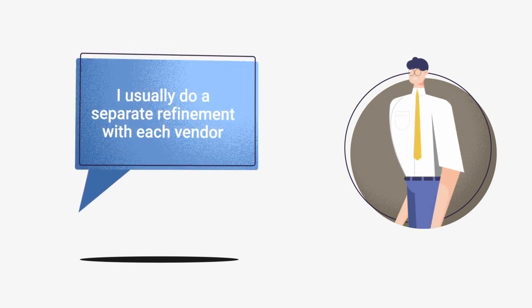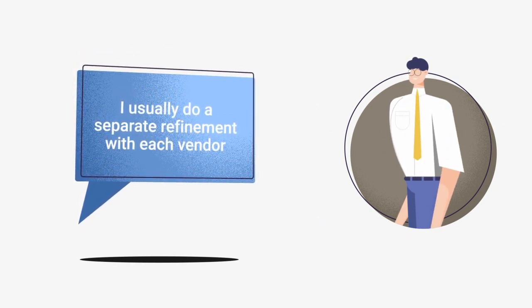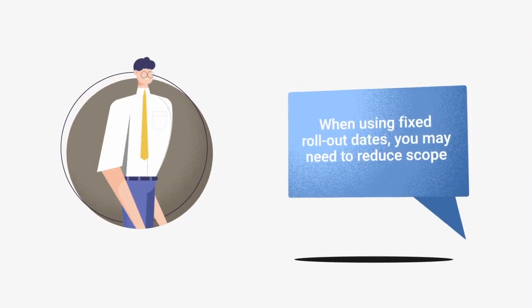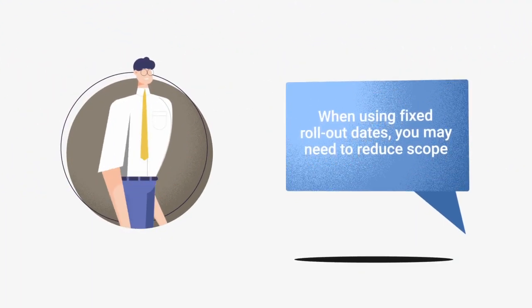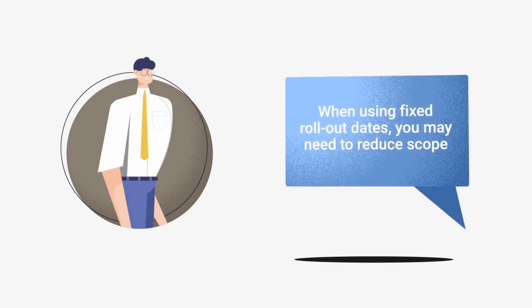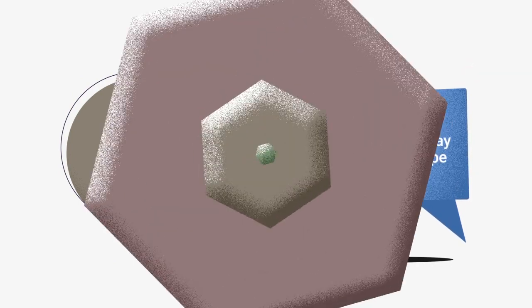For the evaluation, I usually do a separate product backlog refinement with each vendor. Like this, I can already use the refined product backlog later on in the project. I normally set fixed rollout dates for my products, which is why I need to reduce the scope when I see that things get tight. This is the only real milestone that I define.